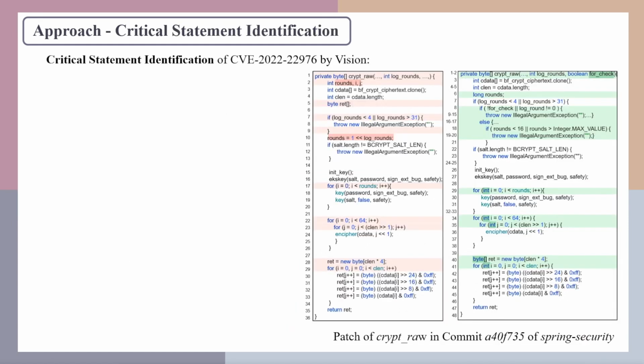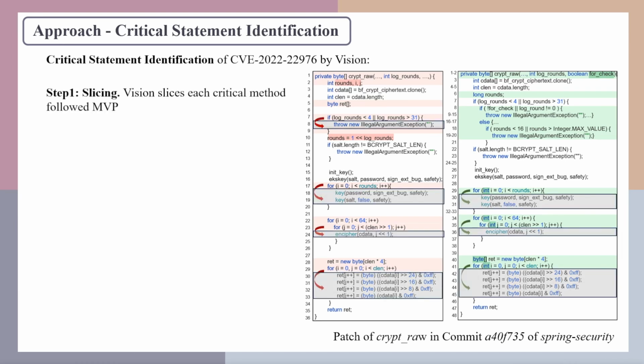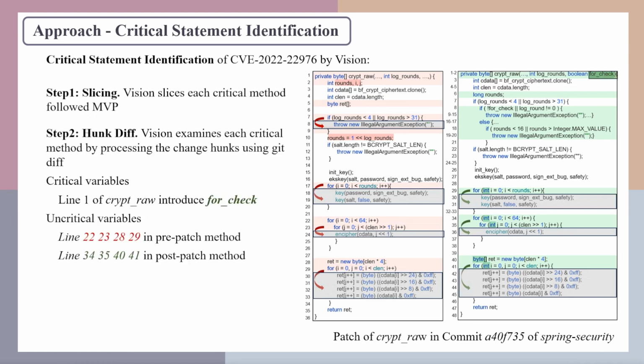Next, Vision identifies the critical statements. Taking the same CVE as an example, it first slices the change statements to extract the vulnerability-related and fix-related context. Then, Vision identifies the critical variable, which is fullcheck, introduced in line 1 using GumTree Diff, while other variables are uncritical. After that, Vision uses taint analysis backward and forward to trace the taint path of fullcheck to get the critical statements.